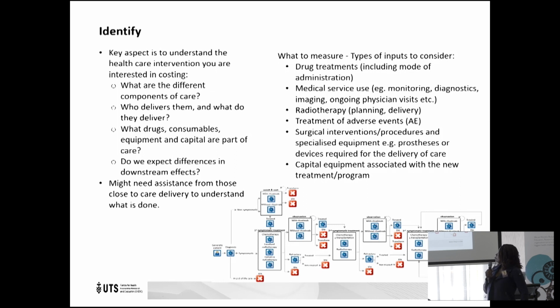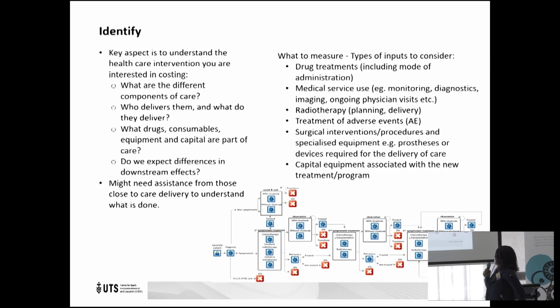And once you are talking with them, you want to be sure that everything that goes into giving these resources, this particular intervention, has been captured. So who is going to deliver it? What are the different components of care? So there may be radiation, there may be additional therapies. The person may have to go through maybe physio, go through other things, so you need to consider all that. And what do you measure?